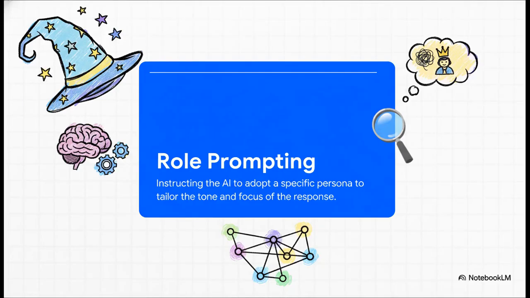Now this is where the magic really starts to happen. Role prompting. You're literally giving the AI a job description. You tell it who to be. It stops being a generic assistant and transforms into a specialist, and its output will completely change to reflect that. You need a senior engineer to review your code, or a database admin to optimize a query. This is how you do it.